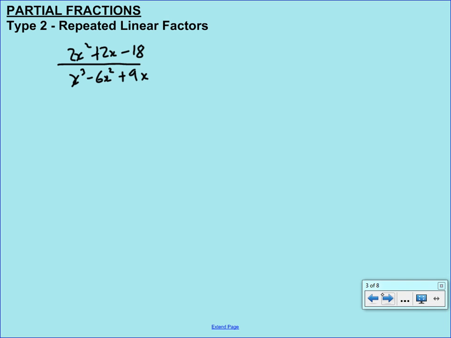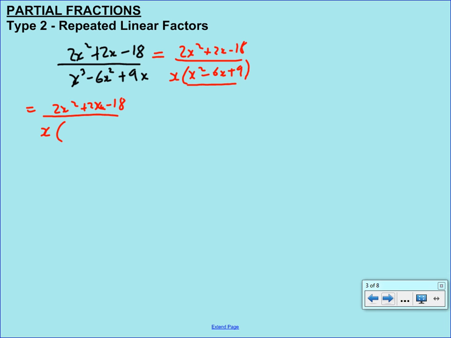So this time we've got the same thing, except on the denominator, I don't have it split up into linear factors. So I don't know what it's composed of. Are there repeated ones, or what is it? So always a good idea to try and factorize that bottom. So I get 2x squared plus 2x minus 18 over, well, x is the same, so x squared minus 6x plus 9, which would give me 2x squared plus 2x minus 18 over x, and this thing here can be factorized into (x minus 3) all squared.